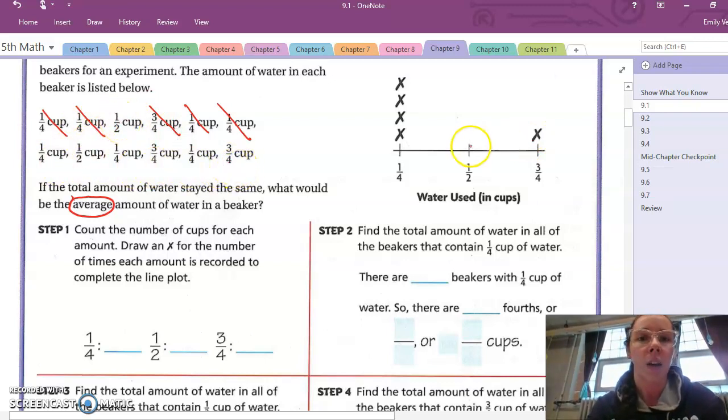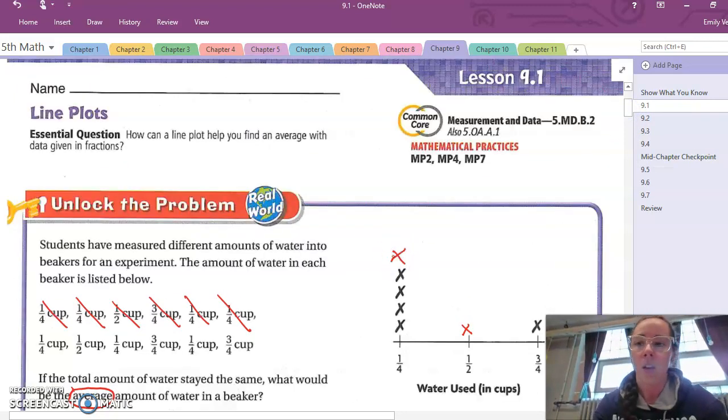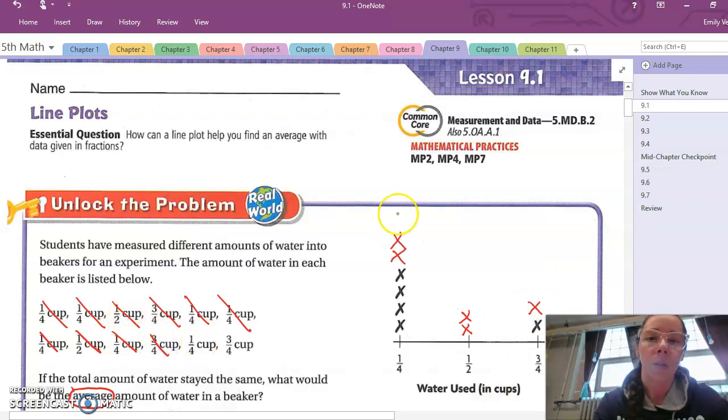So we need a 1/2 cup. We need another 1/4 cup. Scroll up a little bit so I have more room. We need another 1/2 cup. Another 1/4 cup. A 3/4 cup. A 1/4 cup. And a 3/4 cup.